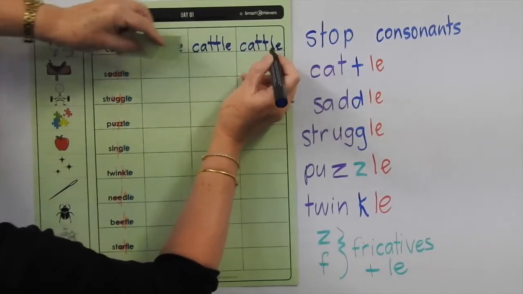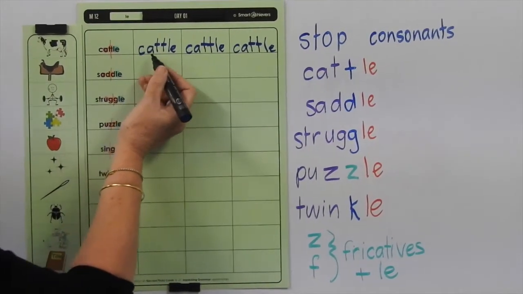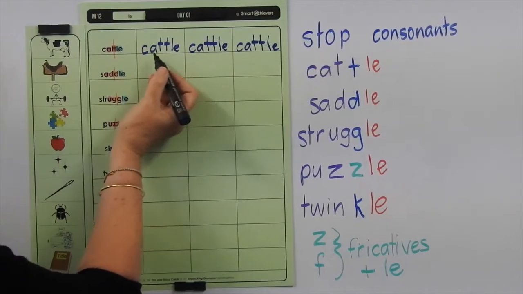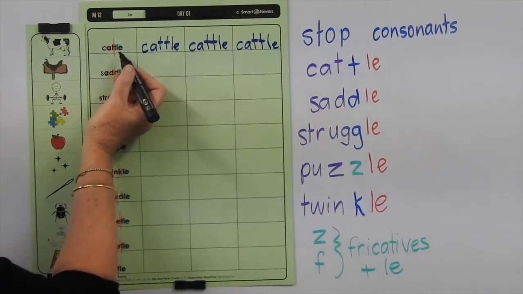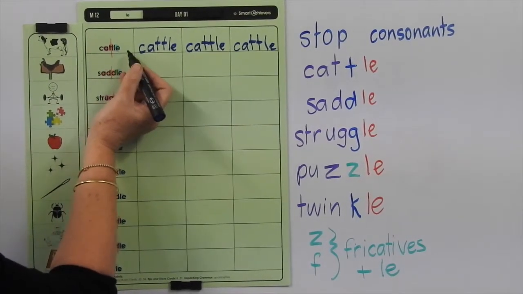And then go back and check it. Now it's very important that you sound the words and then you search for the letters that make the sounds in that word that you're trying to write.